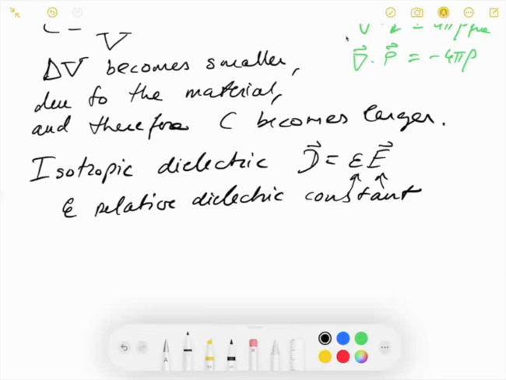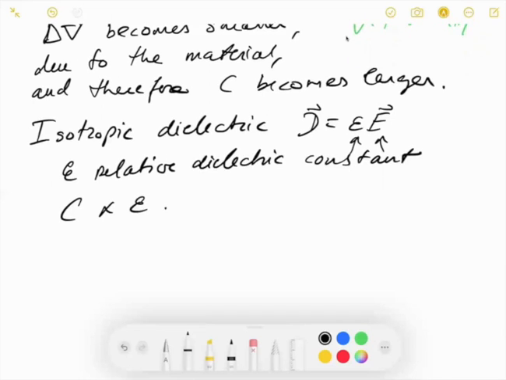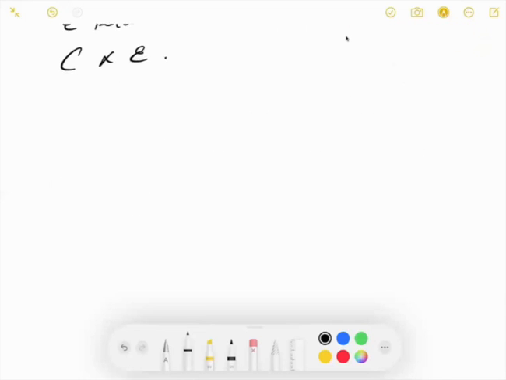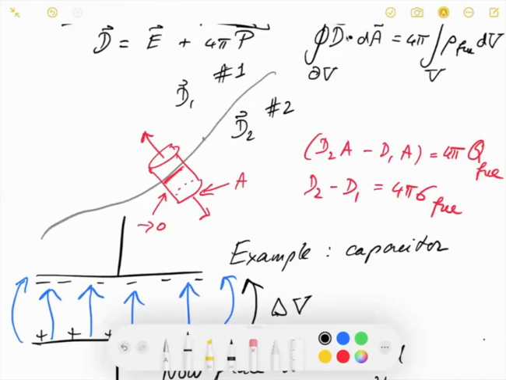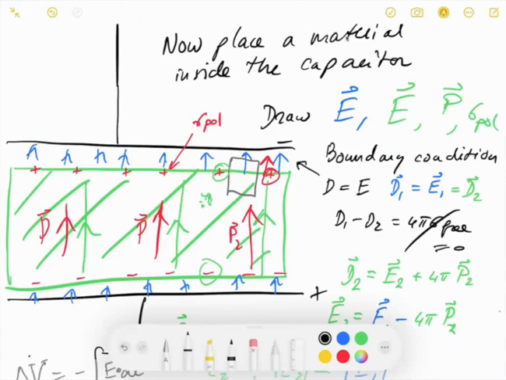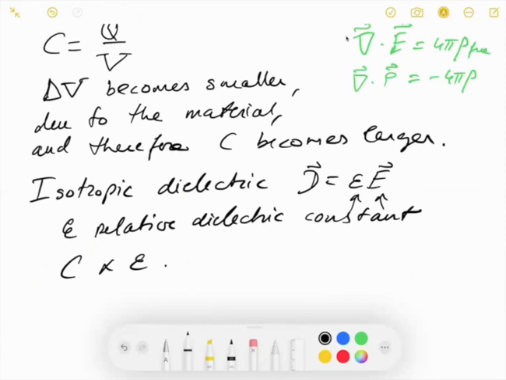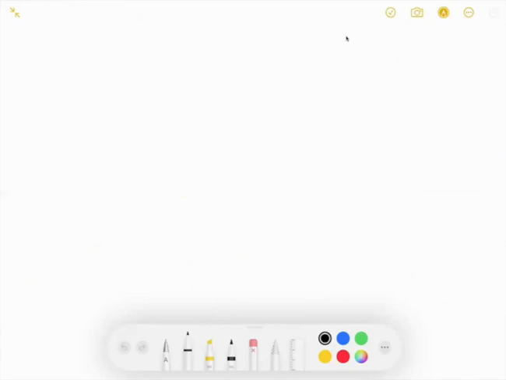And your capacitance is going to be proportional to that epsilon. Okay, so that's for dielectric. Now, let's see, that's probably enough for one page. Okay, so let's do, how about metal?